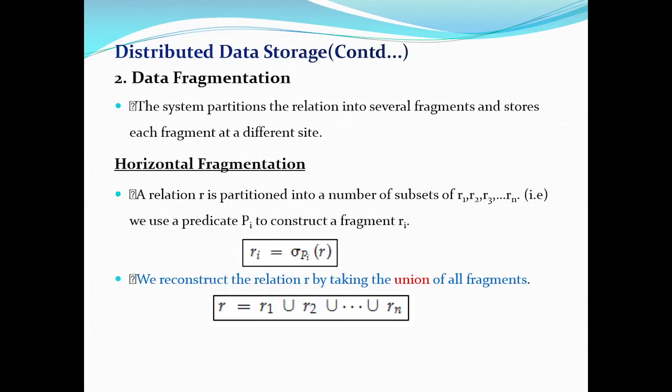Data fragmentation. The system partitions a relation into several fragments and stores each fragment at a different site. Horizontal fragmentation: here a relation R is partitioned into a number of subsets, for example R1, R2, R3 up to Rn. That is, we use a predicate Pi to construct a fragment Ri. So Ri is equal to sigma of Pi for the relation R. We reconstruct the relation R by taking the union of all the fragments. So when you take the union of all the fragments, we get the original R.